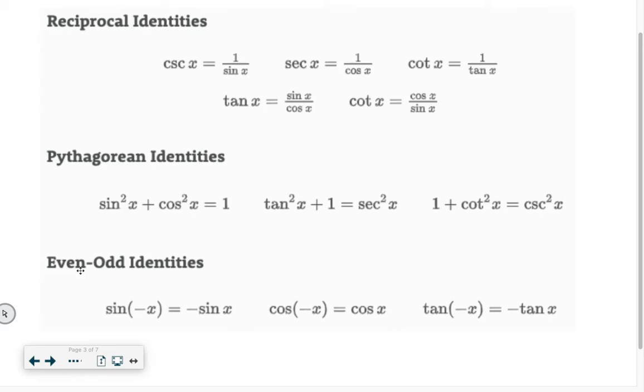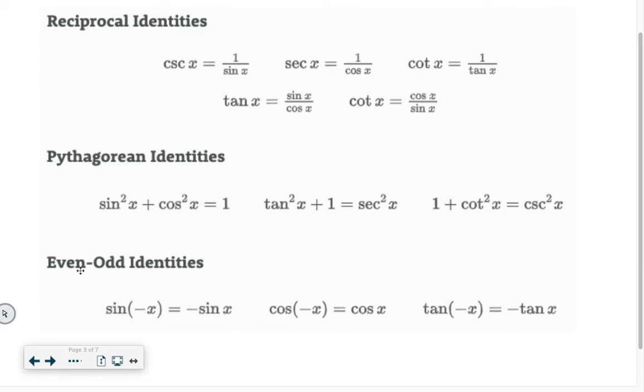So students, please write this down. So you can pause the video so students can write all this down if they have not already. The Pythagorean identities we referenced briefly before. Sine squared of x plus cosine squared of x equals 1. Tangent squared of x plus 1 equals secant squared of x. And 1 plus cotangent squared of x equals cosecant squared of x.